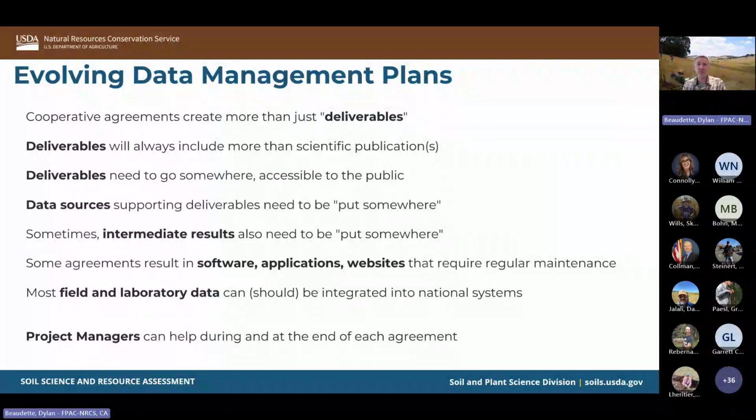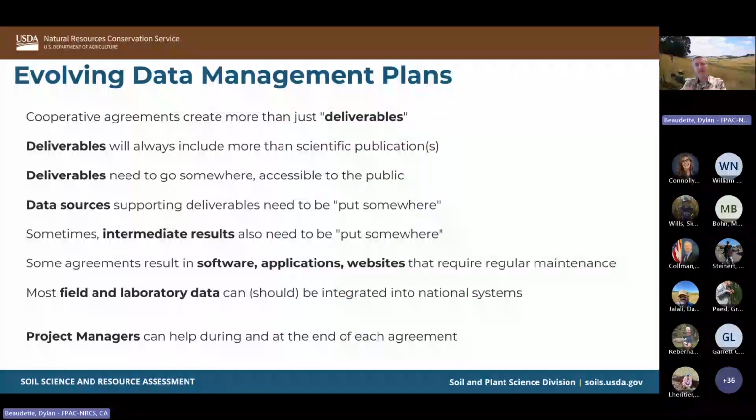Sometimes the intermediate results, so maybe not the raw data, maybe not the polished data, but those curated sets of data or distillations of data. Maybe it could be soil correlation boxes when we're talking about soil survey. Maybe it could be tables and figures. Anyways, there's a lot of stuff generated on the way to a publication. Those things need to go somewhere.